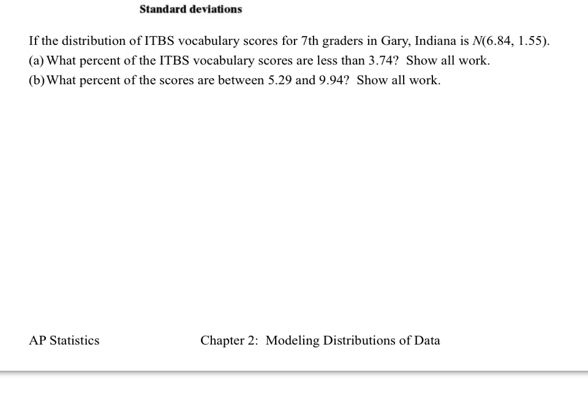If the distribution of ITBS vocabulary scores for 7th graders in Gary, Indiana is normal with a mean of 6.84 and a standard deviation of 1.55, then what percent of the ITBS vocabulary scores are less than 3.74? Show all work. Showing work is going to start with a graph. Pause the video now and draw your normal distribution curve and label it.